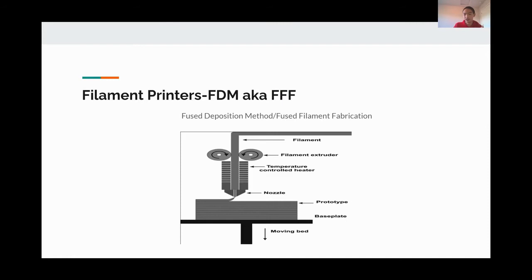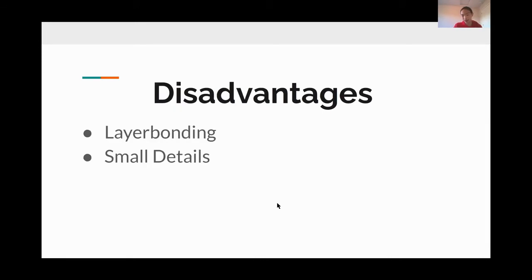And also small details. The nozzle size usually doesn't get very small. You can only print reasonably well at 0.1 millimeter accuracy, and resin printers can go down to 0.005 millimeters, which is 20 times better. So that's another disadvantage of filament printers.